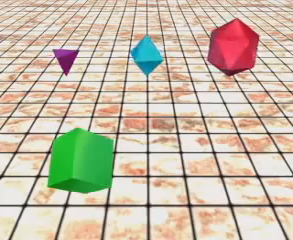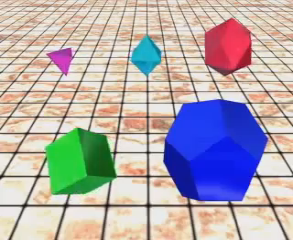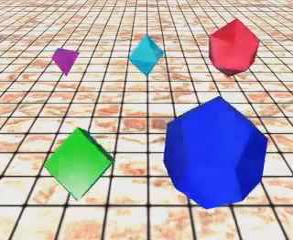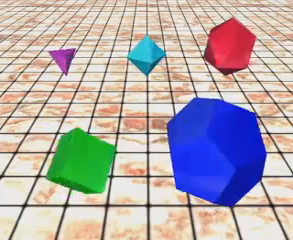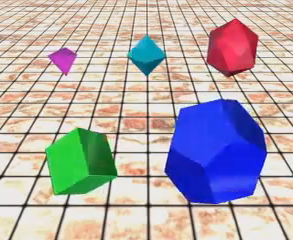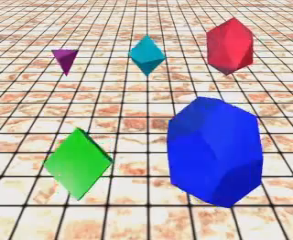You have now seen all 5 Platonic solids: the tetrahedron, the octahedron, the icosahedron, the cube or hexahedron, and the dodecahedron. No other 3-dimensional shapes exist having the same number of identical regular polygon faces meeting at each corner.